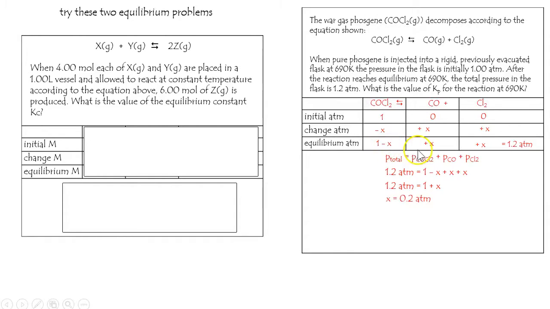1 minus 0.2. And then the two top numbers will each be 0.2. So the equilibrium constant will be 0.2 squared divided by 0.8, which is 0.05, which is not a very strong equilibrium constant. These are two sample equilibrium problems.